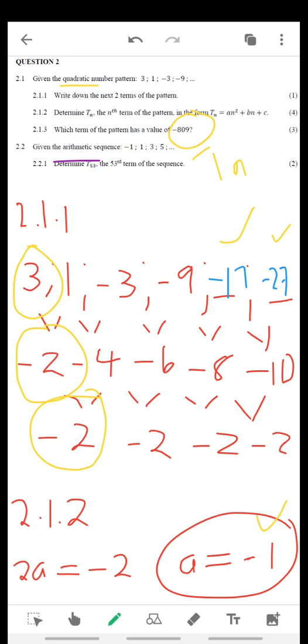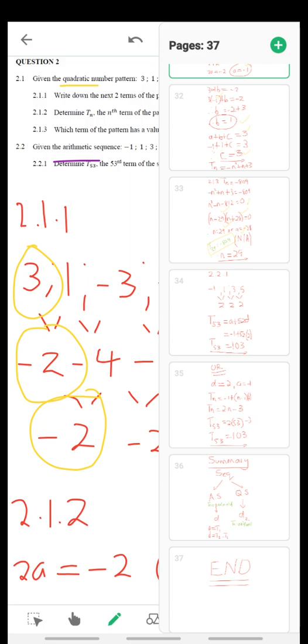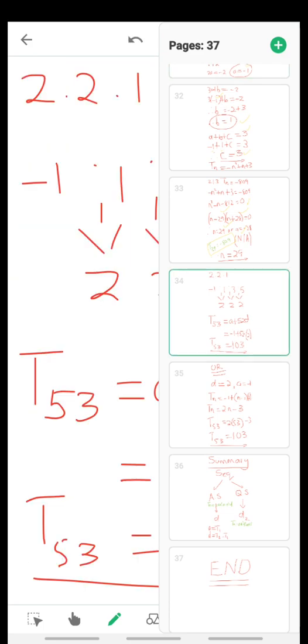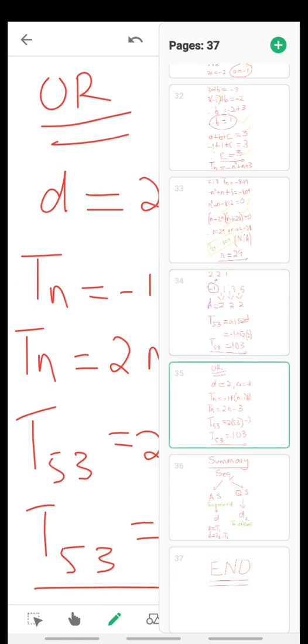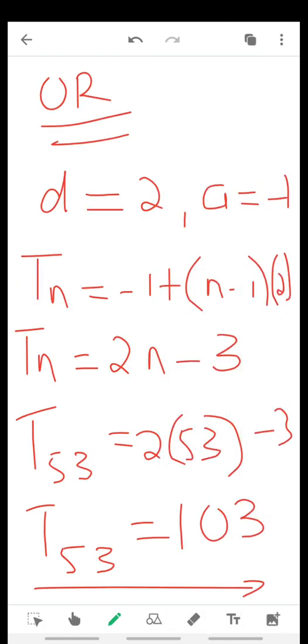There are many ways to do this one, but I've only decided to do 2. The one that I've used was this one, to say, I know this 2 represents my D. You agree with me? And this part here represents my A, the first term. On this slide, that's where I've used the formula. And then I found that my nth term was this one. Then I substituted 53 everywhere there is n. Then my T53 is 103.